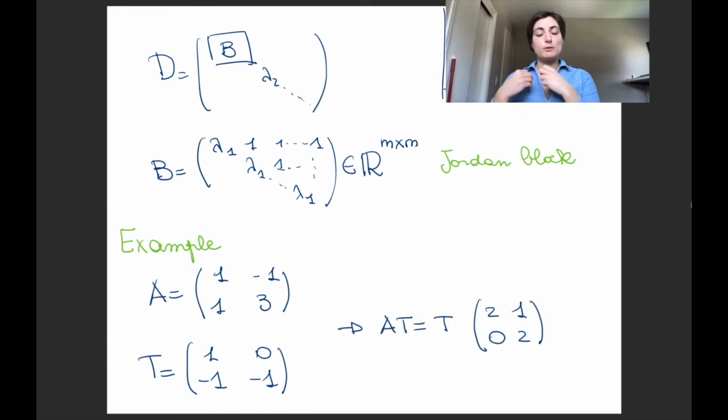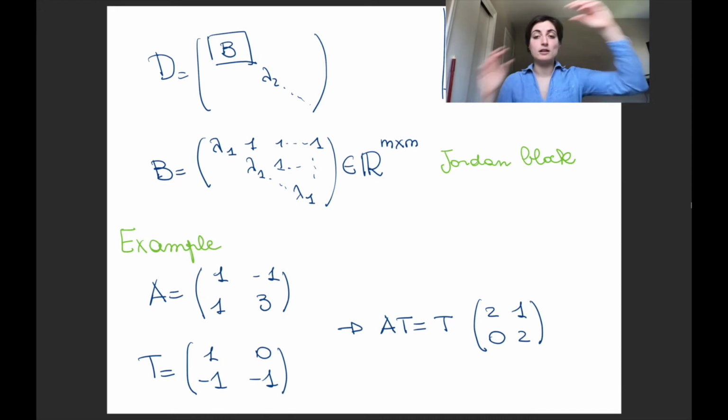And when we want to multiply it in order to find A, we have the structure A times T equals T times the Jordan block, a 2 by 2 Jordan block associated with the eigenvalue 2. So this Jordan block, in this case, is equal to the Jordan matrix, 2, 1, 0, 2. So you see, it's not diagonal anymore.